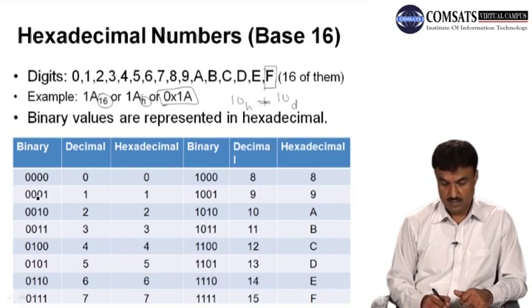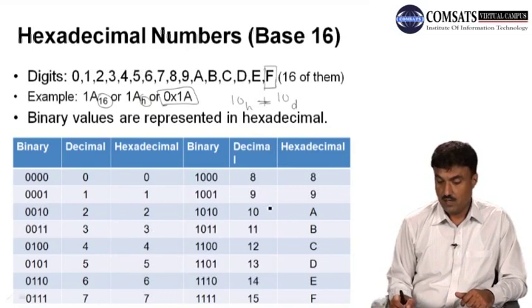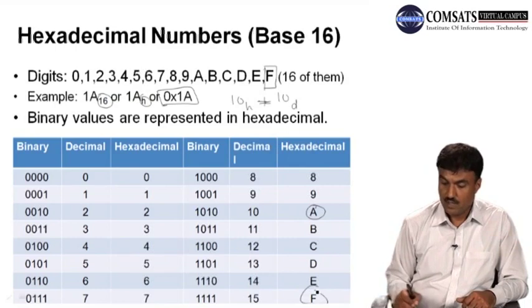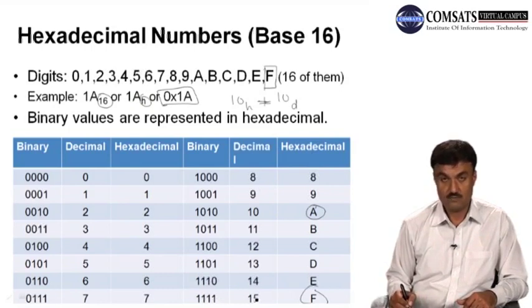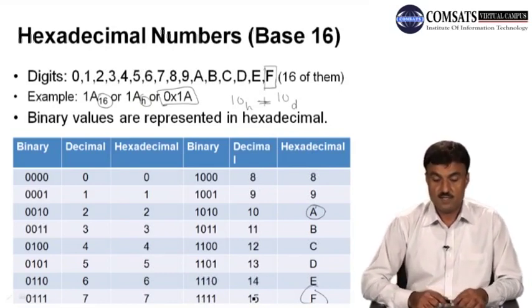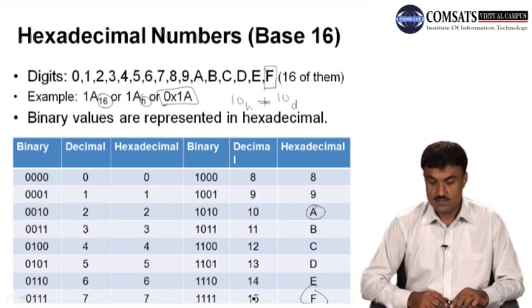Then all these 3 binary bits are 0, and this least significant bit is 1, and so on. For 10 or A in hexadecimal, we have 1, 0, 1, 0. So 1, 2, 4 and 8. So 8 and 2 is our 10. And the last one is F, and this F is represented by all ones. If you convert this whole binary into decimal, you will get 15. So we need 4 binary digits or 4 bits to represent one hexadecimal digit.